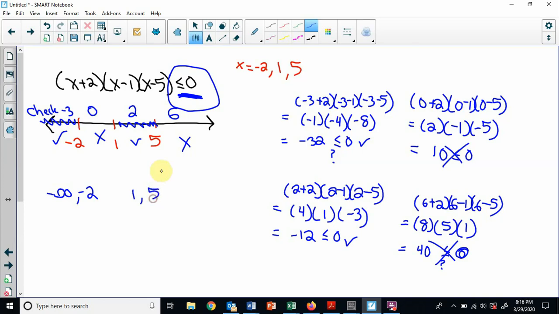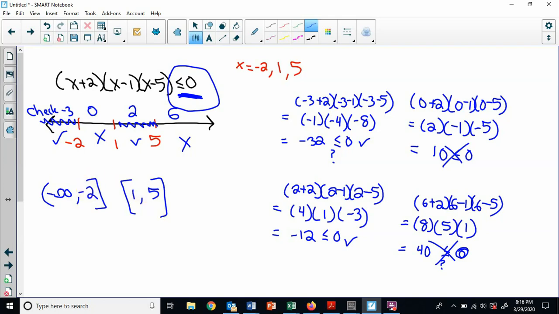1 to 5. So I need to know what sort of symbols to put on these. What symbol do I always use on the infinities? Negative or positive, always a parenthesis, because I cannot equal it. When I have an "or equal to" is when I use a square bracket on a number, but I can never equal infinity. Notice it is an "or equal to," so all these other numbers are going to get square brackets, because I am allowed to equal them.